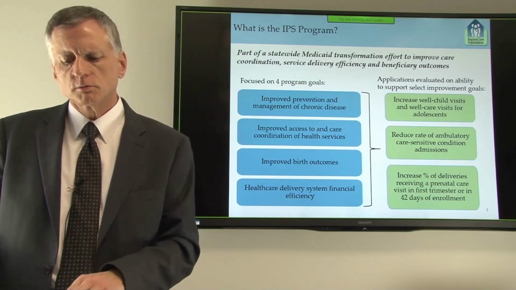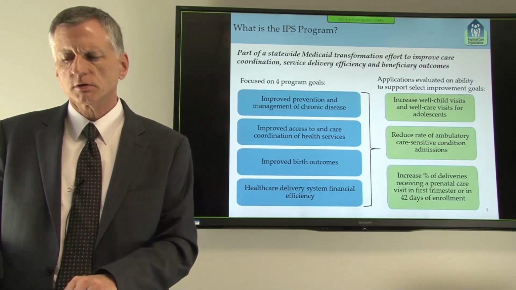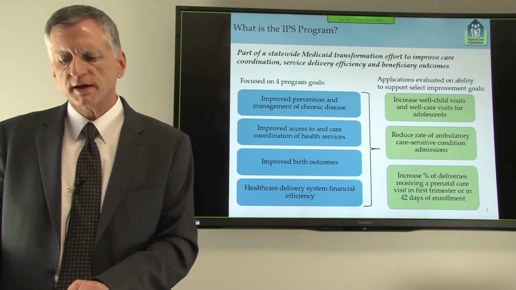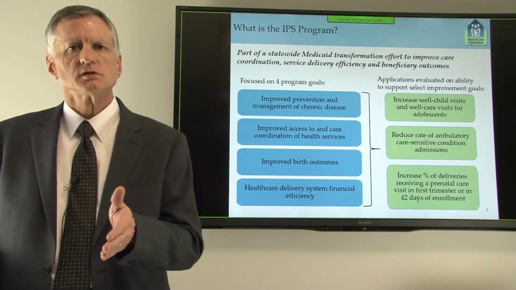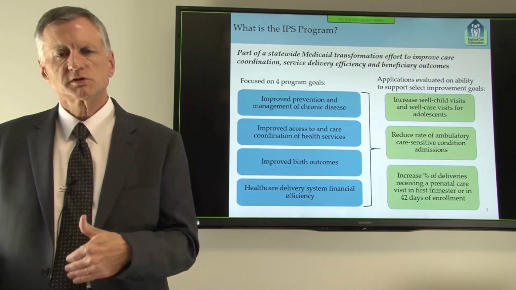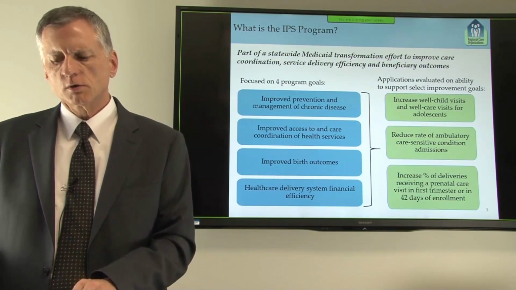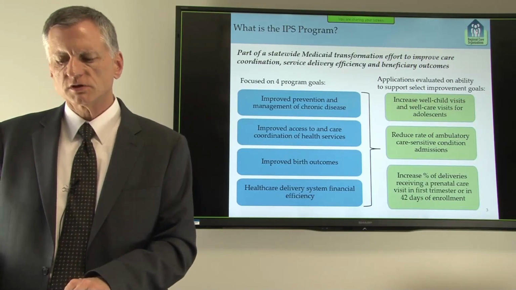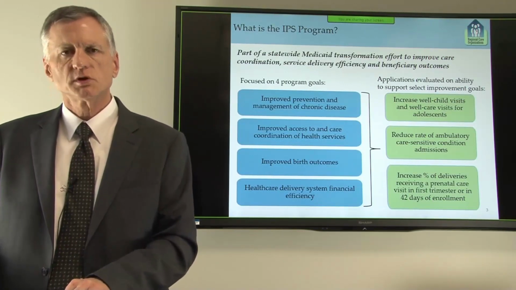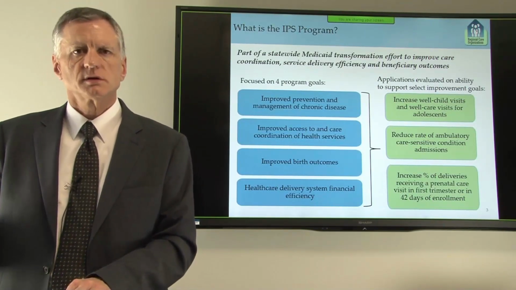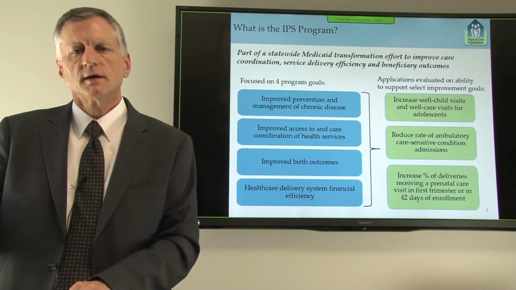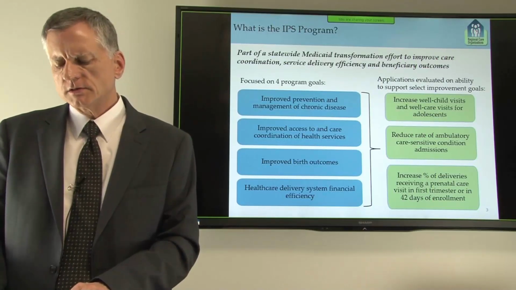And this program has to meet the goals and objectives, but it also has to make sure it complies with the various requirements associated with our waiver. On the right side of this, you'll see that the applications for the IPS system will be evaluated based on the ability to support these specific goals. It mentions here increasing well-child visits and well-care visits for adolescents. It also describes reducing the rate of ambulatory sensitive condition admissions. We want to decrease the incidence of people being admitted for things that really probably could have been handled or prevented as an outpatient. And this is one measure to look at that.